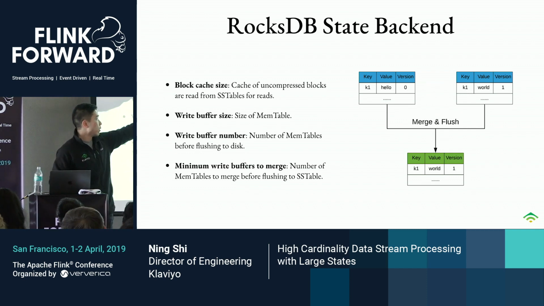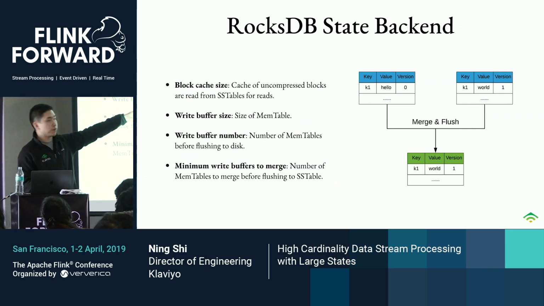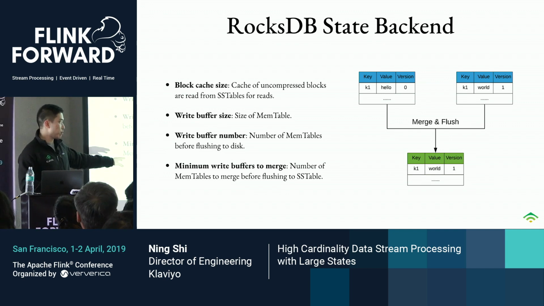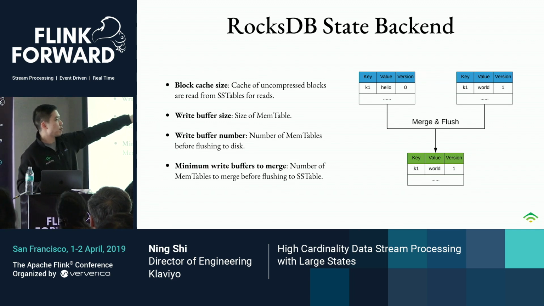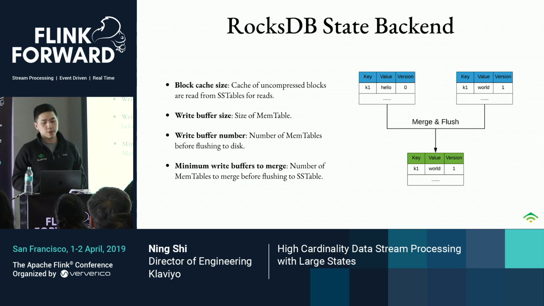For example, here, we have the same key K1 in both mem tables, but one of them has an older version, version 0, with the value hello, and the other one has the latest version, version 1, with the value world. By setting the minimum write buffers to merge to 2, I'm telling RocksDB, when you flush, merge 2 mem tables at once into a single SS table. So it's going to open both mem tables and try to merge them together by picking the latest version of the same key and only writing that to the SS table. So the SS table is going to end up only having version 1 of key K1 in there, and version 0 is going to be discarded.